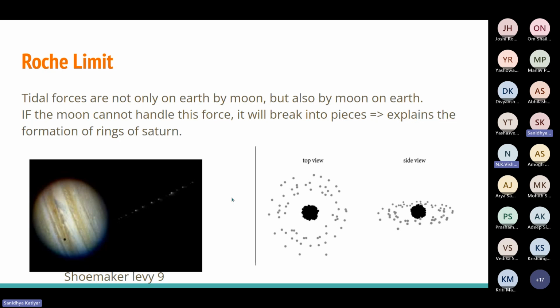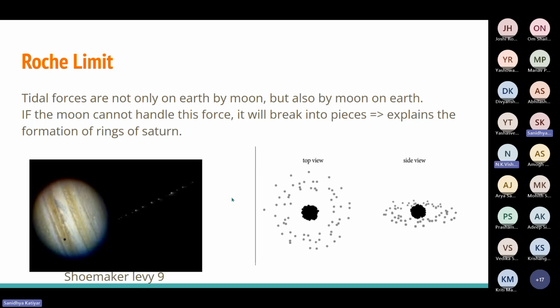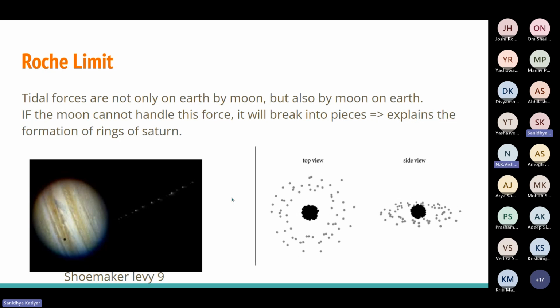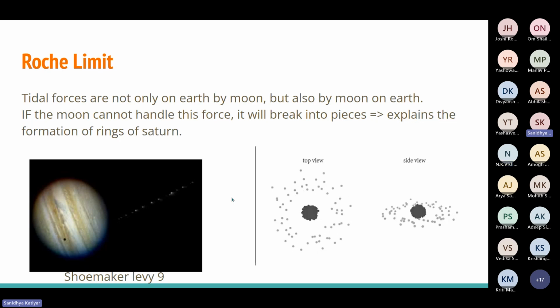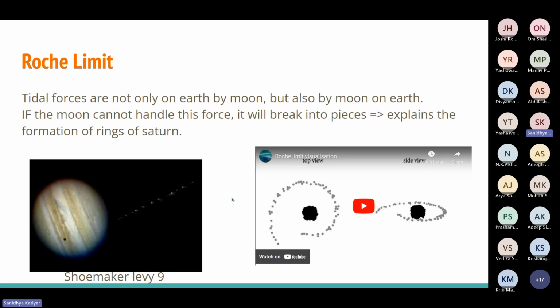And this also happens when there are two different stars close to each other, and this ring is also called an accretion disk. Now the image on the left is actually the comet Shoemaker-Levy 9, which got too close to Jupiter and actually got broken apart, and this image was taken of it.